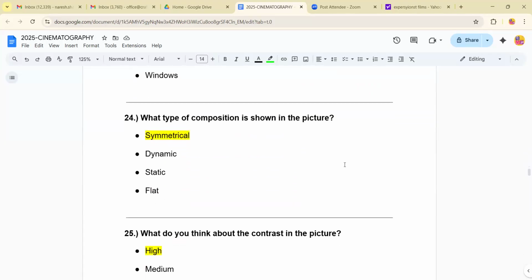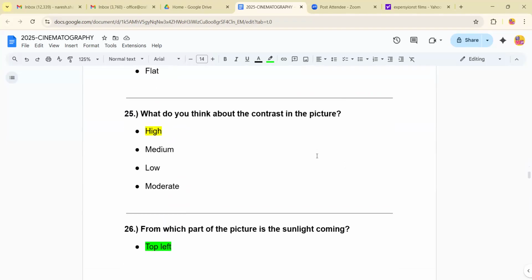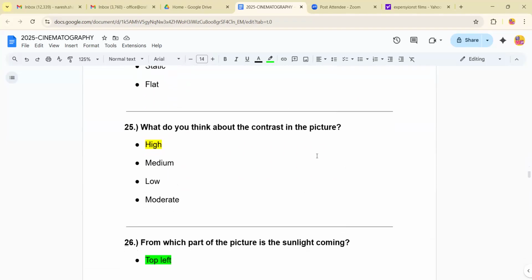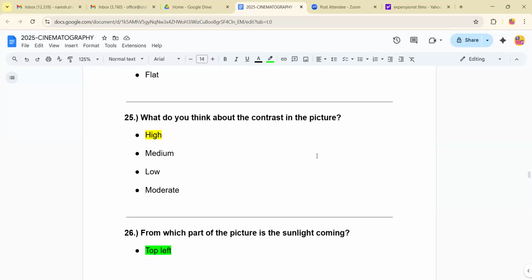What type of composition is shown in the picture? It was a kind of symmetrical photograph. So many people felt it is symmetrical, though one or two felt it is dynamic, but it was symmetrical according to many students. Since the picture is not clear, I cannot say. What do you think about the contrast in the picture? It was a high contrast image.